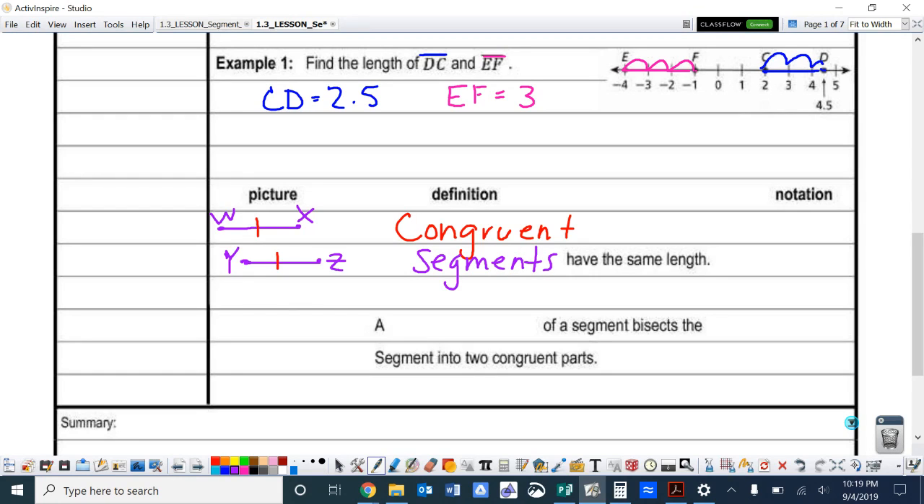Congruent segments have the same length. And we write that with symbols. Since we're naming and not measuring, it's going to be segment WX congruent to, the symbol is an equal sign with a curve on top, to segment YZ.